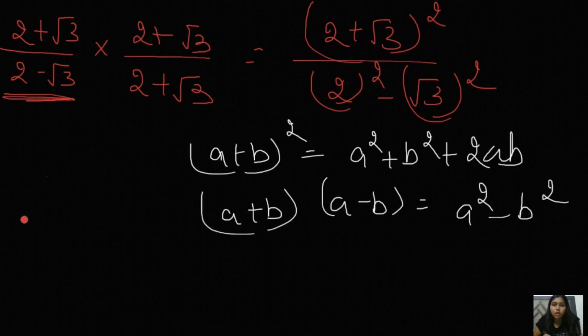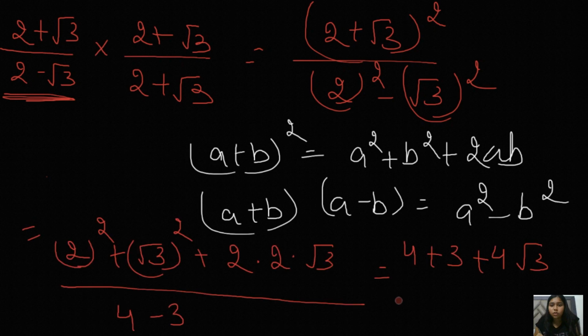We'll apply the formula: 2 square plus root 3 square plus 2 multiplied by 2 multiplied by root 3, divided by 4 minus 3. So it will be 4 plus 3 plus 4 root 3, and the answer would be 7 plus 4 root 3. This is how you can solve problems having square roots in both the numerator and denominator.